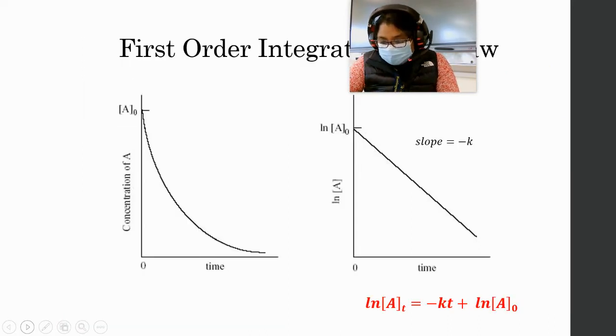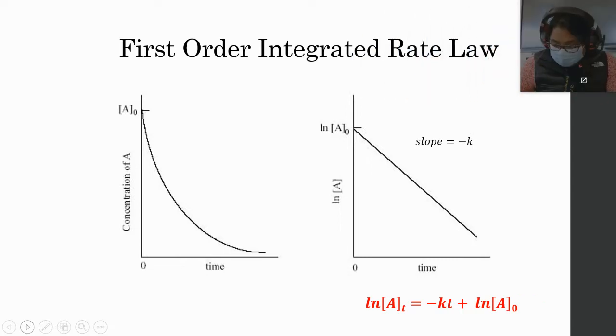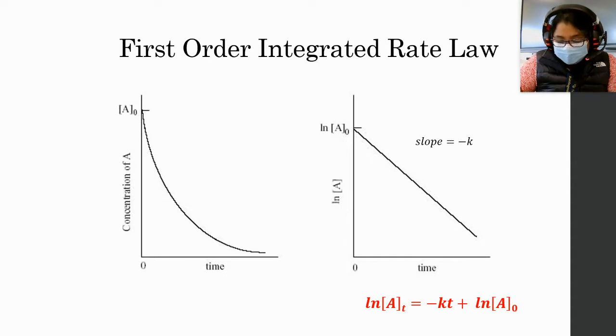So here it is in graph form. Here is what it would look like if you were just plotting concentration of A versus time. The concentration of A is decreasing as time goes forward, as the reaction goes forward. So concentration goes down.